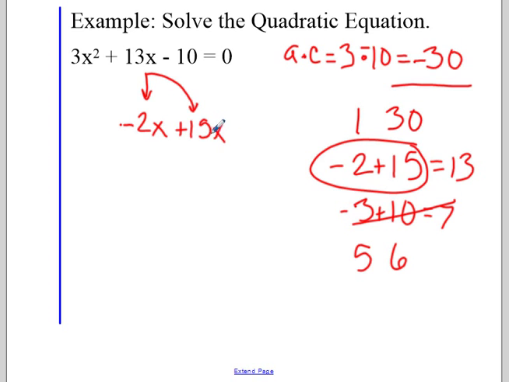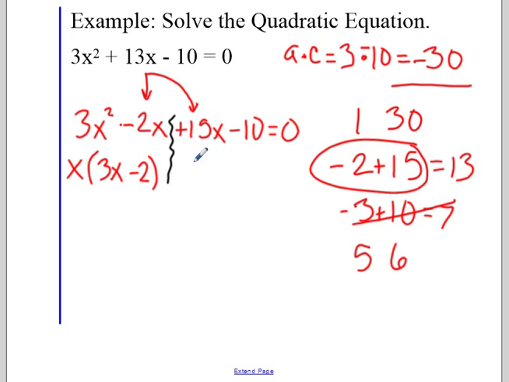Don't forget that following the 13x is a negative 10. So following these two is also the negative 10. And coming before it was the 3x squared. Time to cut our problem in half and look for GCFs. The GCF in the first two terms is x. Pull it out and you end up with 3x and a negative 2.